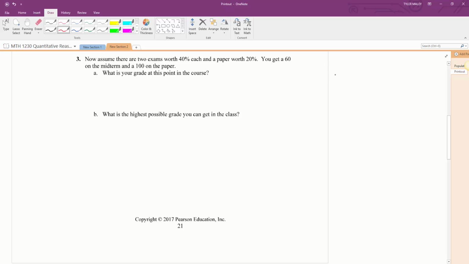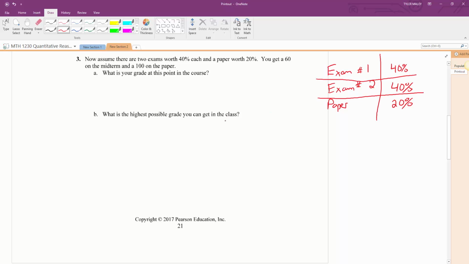So I'll just make some notes to decide. We have exam 1, exam 2, and a paper. Exam 1 is 40%, exam 2 is 40%, and the paper is worth 20%. This table would be in the syllabus, to show the emphasis. So we want to calculate the current grade at this point, which is only completing the midterm and the paper.